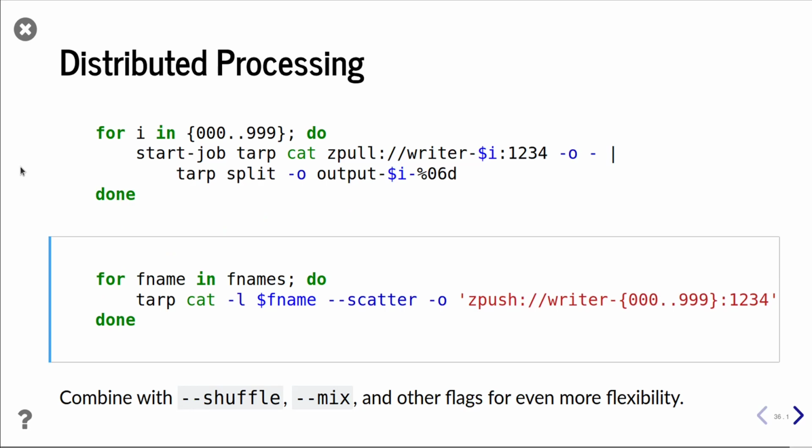Without going into much detail, let's note that tarp can also be used to create very large distributed processing pipelines. Here, for example, we start up 1,000 writer processes that will continuously receive samples via a ZMQ socket and write them to disk. After starting up these writer processes, we start up reader processes that read training samples from large collections of source shards and scatter them across the writers. ZMQ-style URLs can be used in most places regular files or pipes are accepted by tarp.